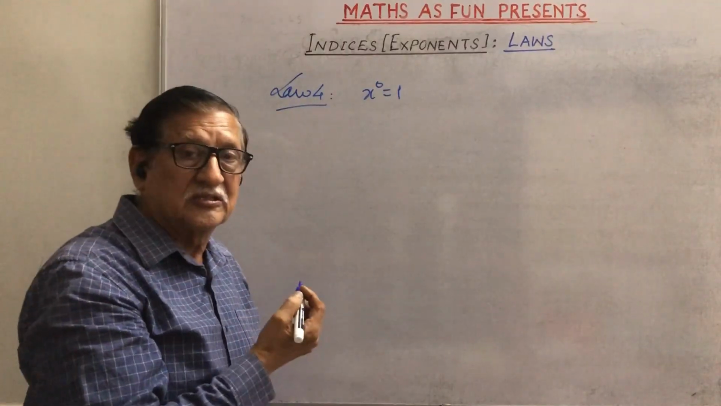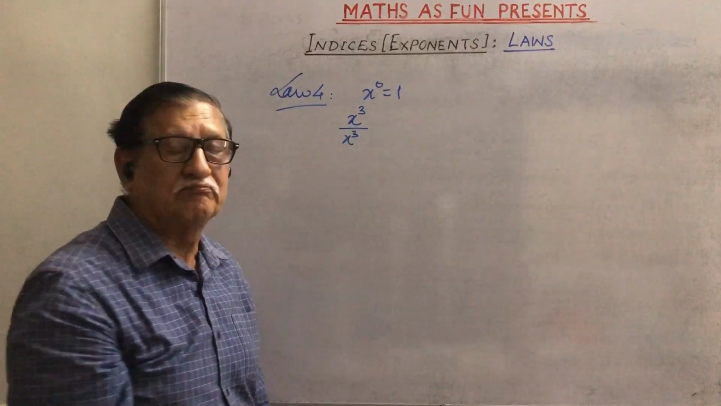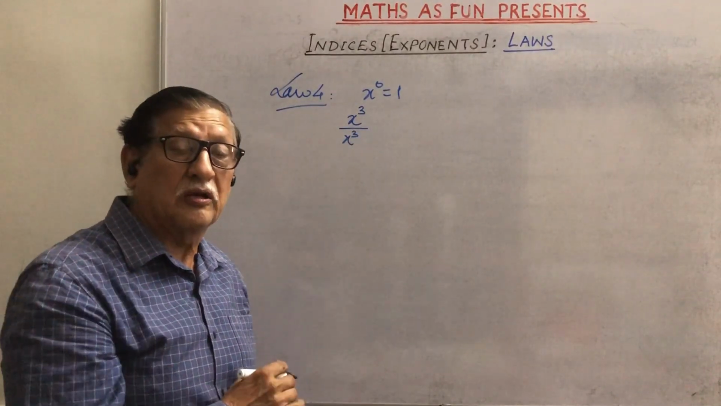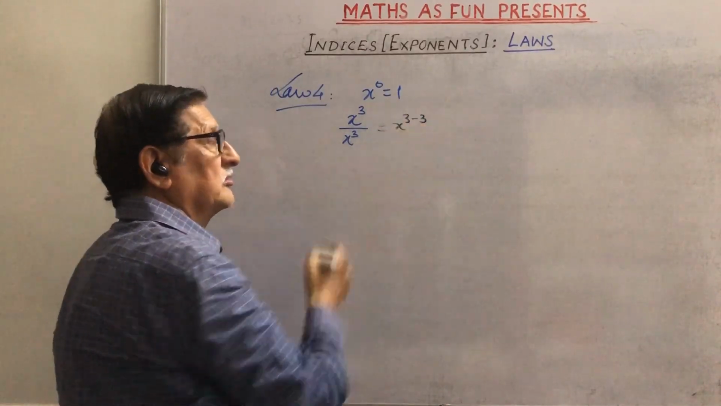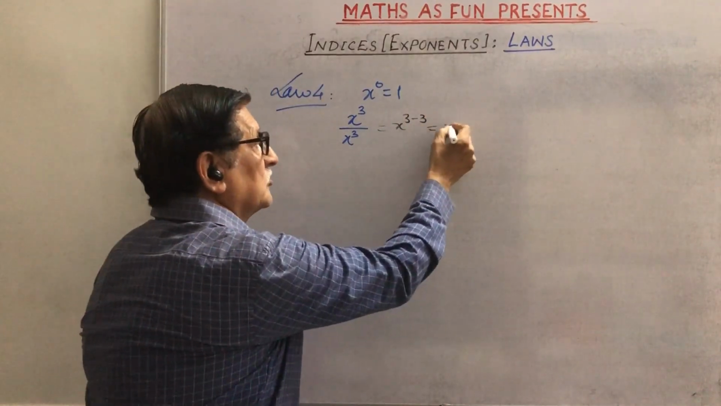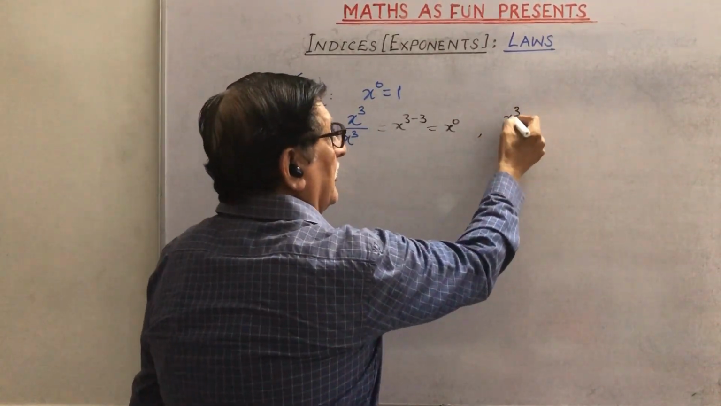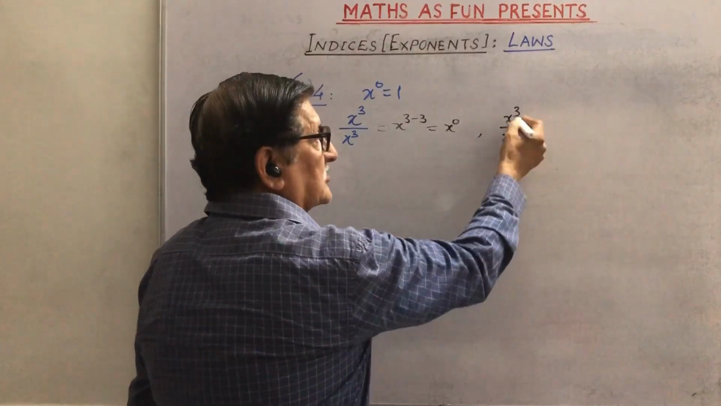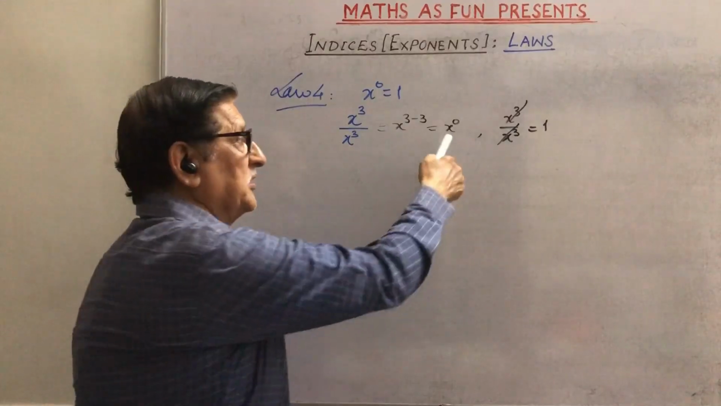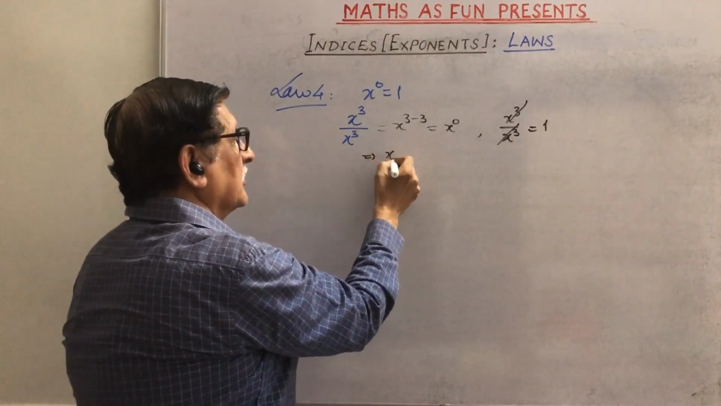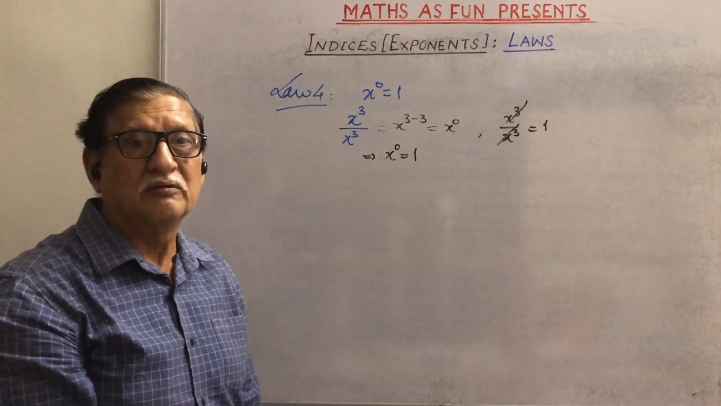To understand this, we can take one example. Suppose it is x cube upon x cube. According to the second law, will it be x to the power 3 minus 3 or not? And that becomes x power 0. But according to the law of cancellation, we find x cube upon x cube cancels x cube, this becomes 1. It means we can say that power 0 of x is always equal to 1.